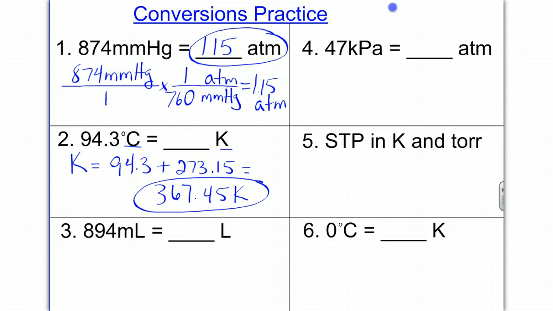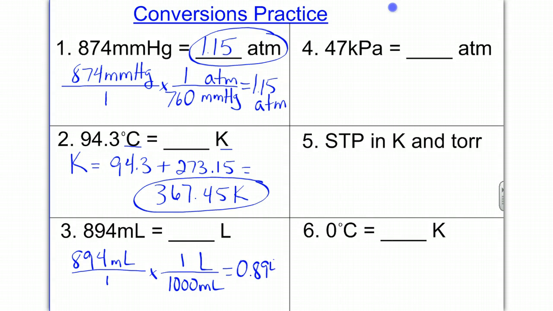Number 3, we'll take 894 milliliters, put it over 1, bring down milliliters, and we're going to go to liters. 1 liter equals 1,000 milliliters. And so this will give us 0.894 liters.